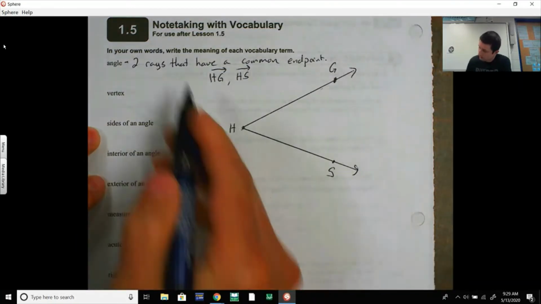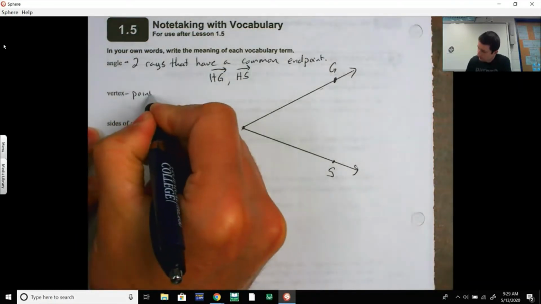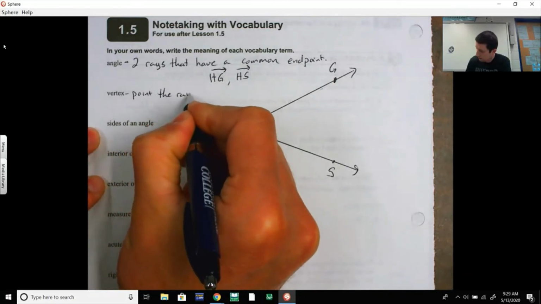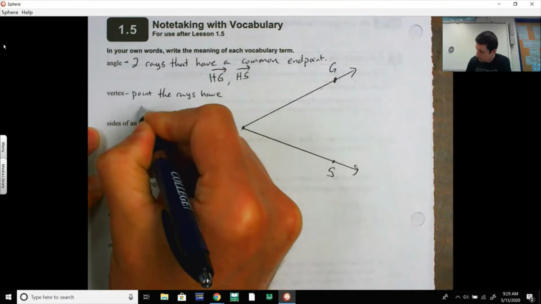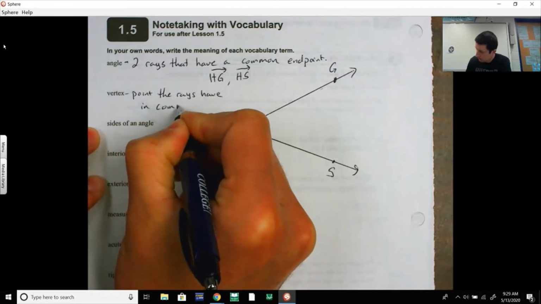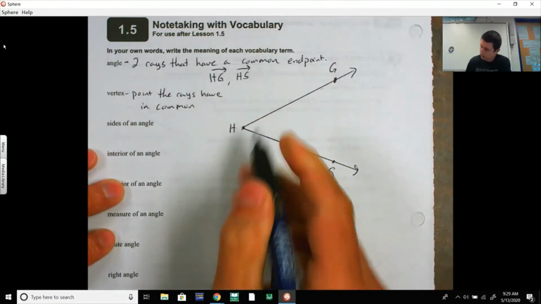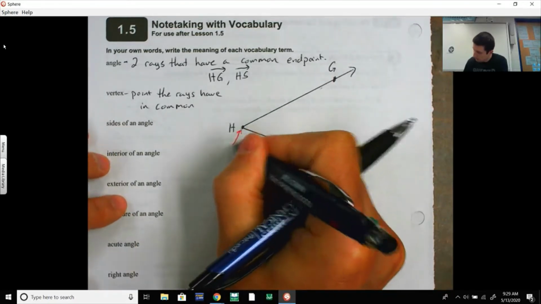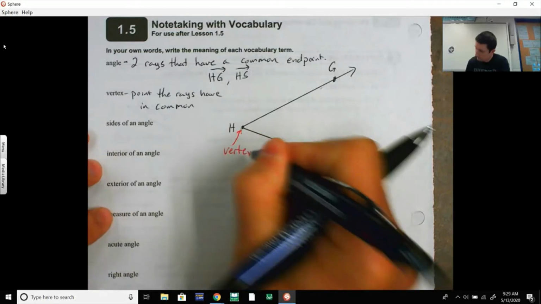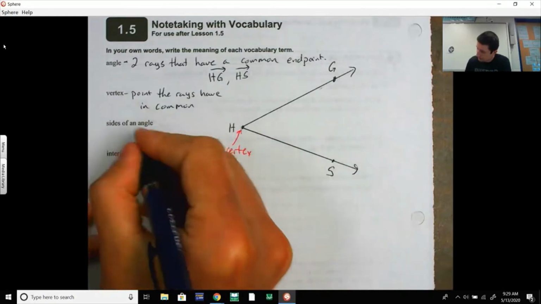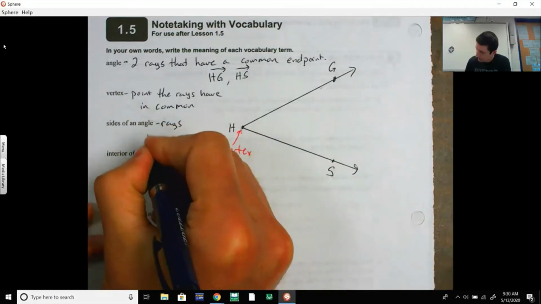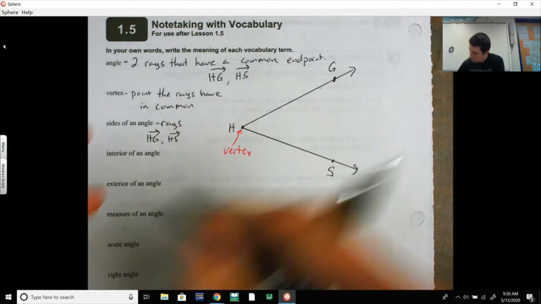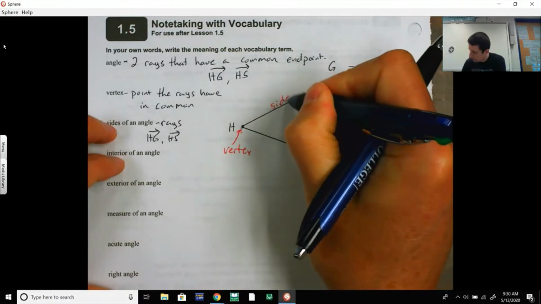Okay, the vertex is the point the rays have in common. That's the vertex. So our vertex here is right there. That is referred to as the vertex. The sides of the angle, those are the rays. So that's HG in this case, and HS. So this is a side, and this is a side.